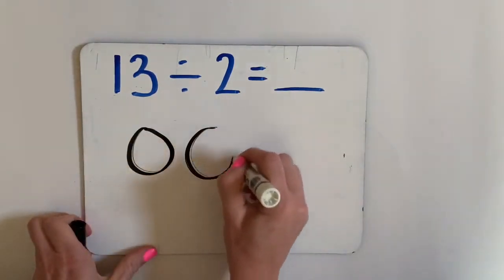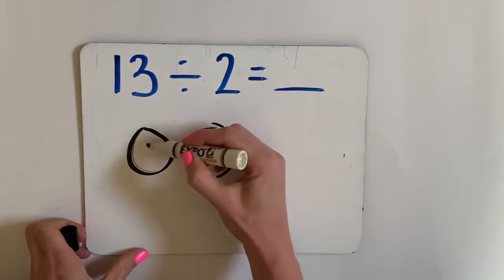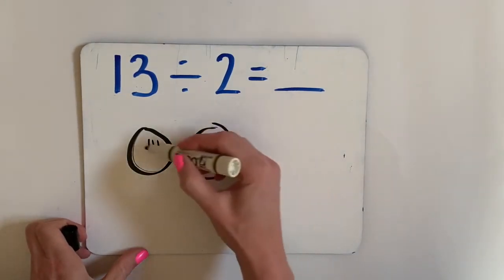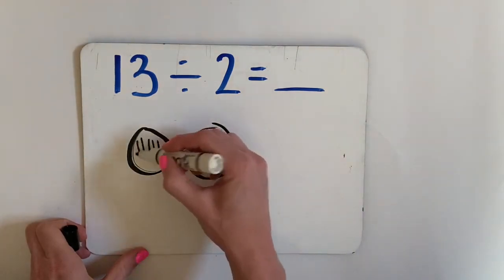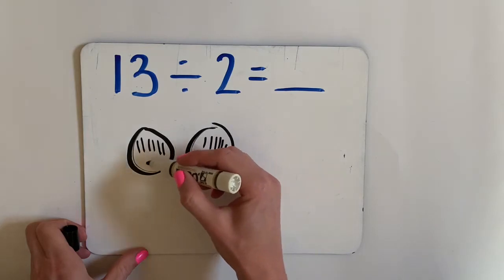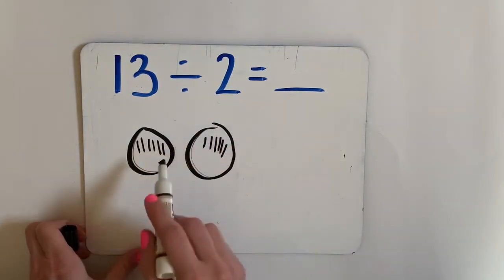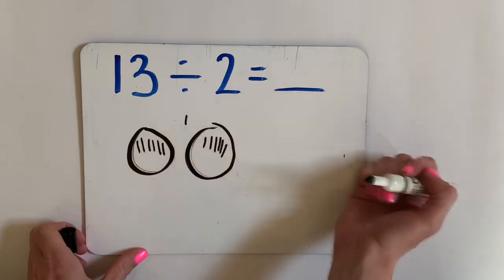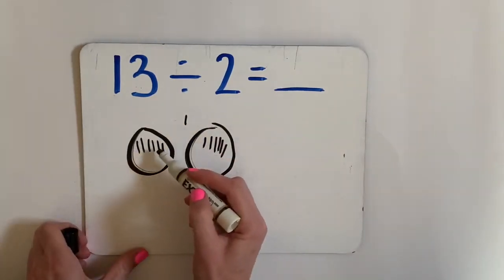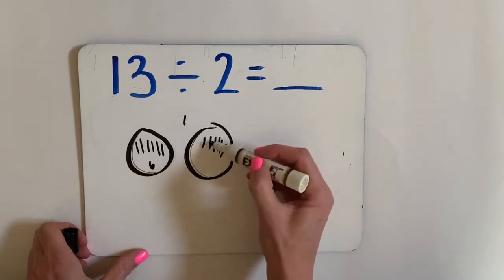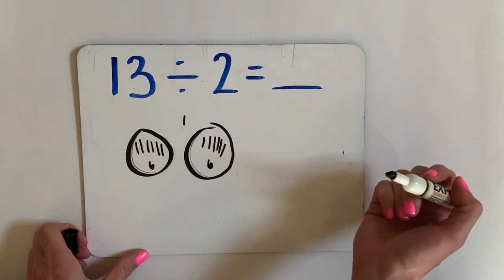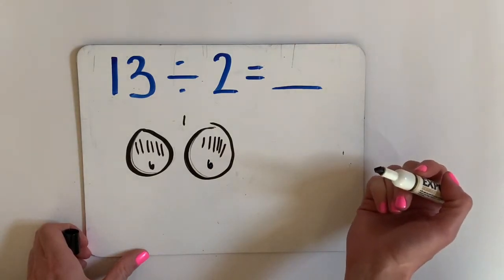And I'm gonna put 13 into the 2 groups. Let's go. 1, 2, 3, 4, 5, 6, 7, 8, 9, 10, 11, 12. Ooh, I could go back here for 13, but then this group will have 1 too many. So the 13 is out here. Let's check that they're even. 1, 2, 3, 4, 5, 6. There's 6. 1, 2, 3, 4, 5, 6. There's 6. So 13 is one of those numbers that would have a leftover or a remainder.